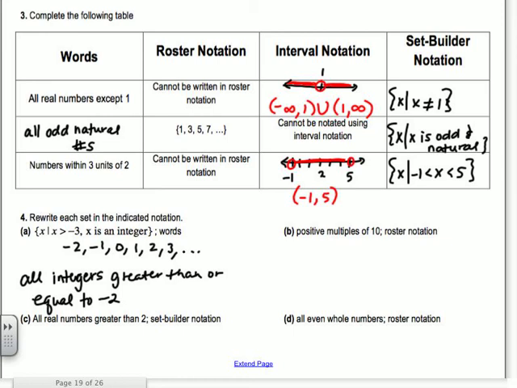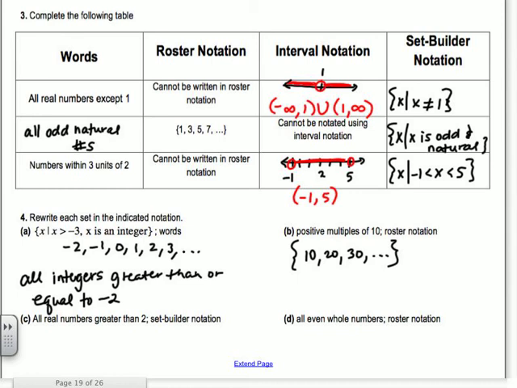All right, positive multiples of 10. How do we write that in roster notation? So what are the positive multiples of 10? 10, 20, 30. You guys are sleepy. And so on. Roster notation also uses the braces, but you don't have x such that in roster notation. You just list them.